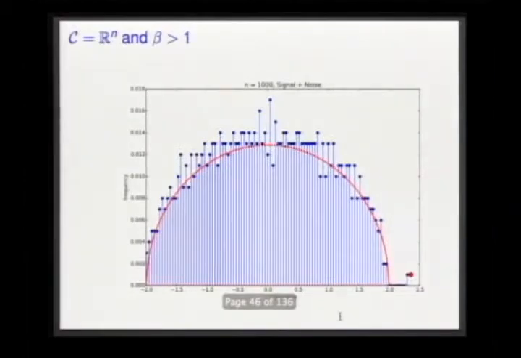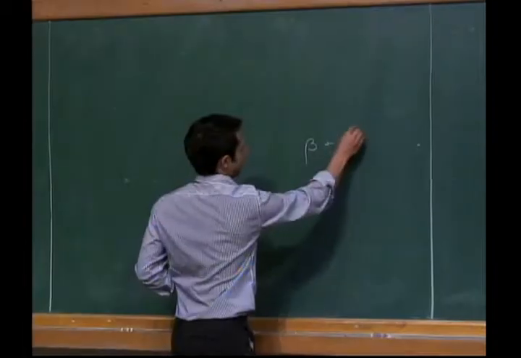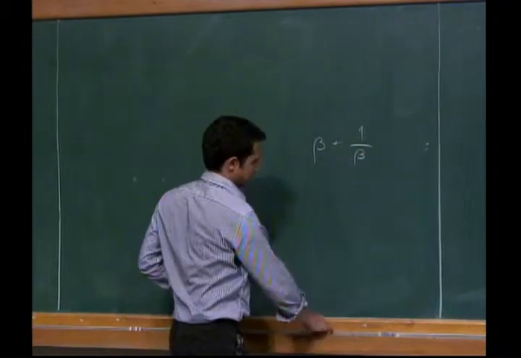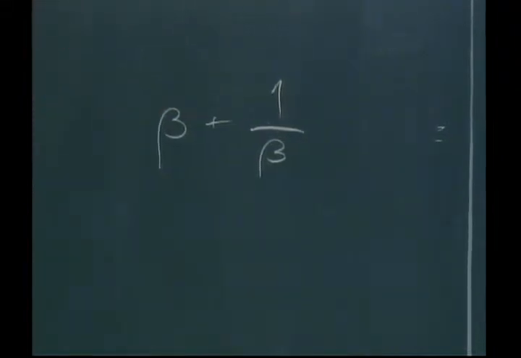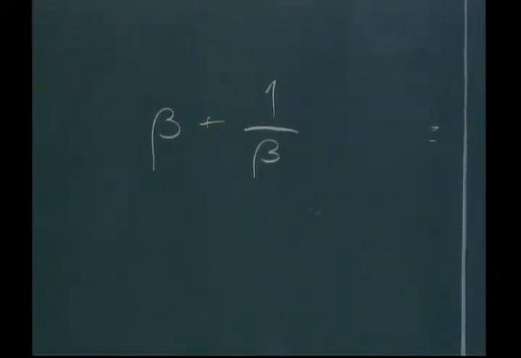But as soon as the value of the signal-to-noise ratio gets larger than 1, suddenly you see one eigenvalue popping up. And the value of this eigenvalue is going to be beta plus 1 over beta. So as soon as beta is larger than 1, we get this value, which is the one I represented here. Here is the theoretical prediction, and that's the value obtained numerically in a simulation with n equals 1.